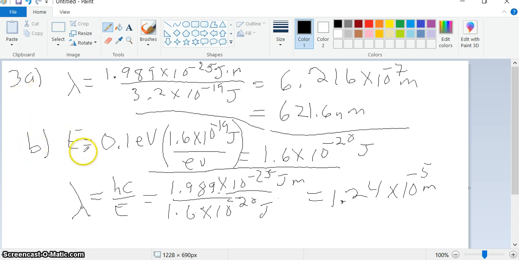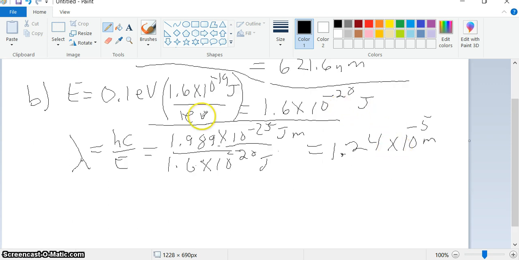Let's do the next problem, which is still problem number 3, but part B. They said, okay, this time the energy is 0.1 electron volts, so that's a very small amount of energy. Let's convert that from electron volts to joules. We use the same conversion: 1 electron volt is 1.6 times 10 to the minus 19th joules, and so that's equal to 1.6 times 10 to the minus 20th joules. Instead of electron volts, now it's in joules.